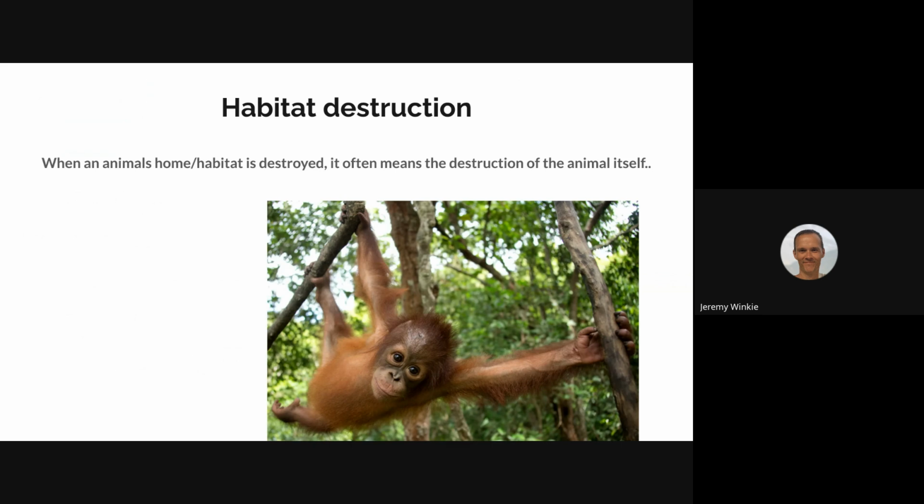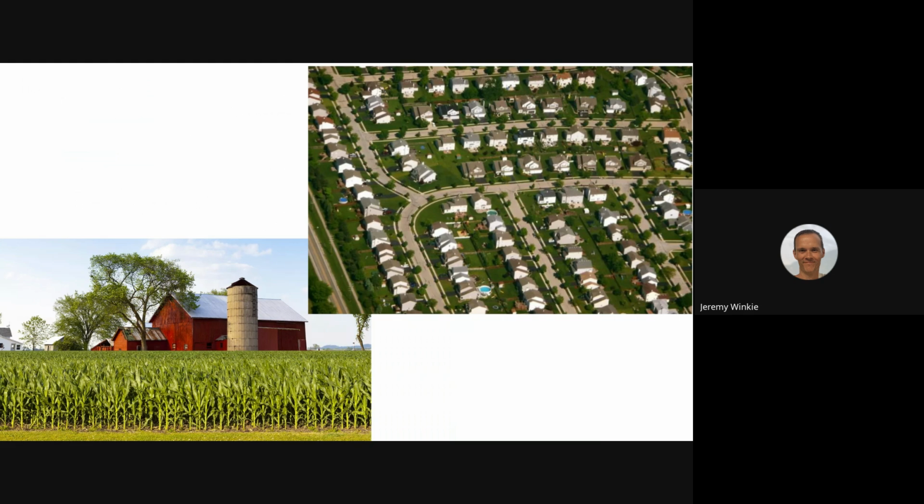So for habitat destruction, that basically means that an animal's home or habitat is destroyed, and that often means the destruction of the animal, unfortunately. If you think about your neighborhood, before it was a neighborhood, it probably was a forest. Could have been plains or grasslands, but for our area, most likely it would have been some kind of a forest.